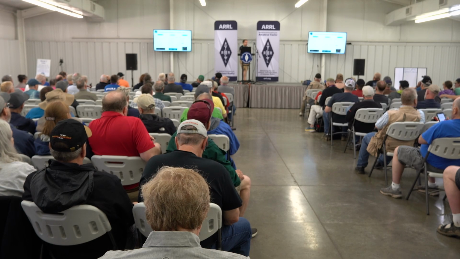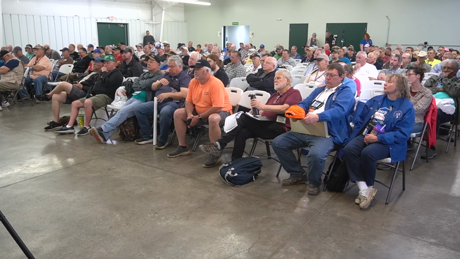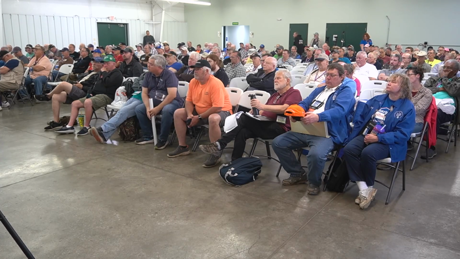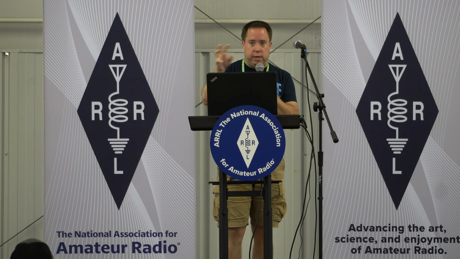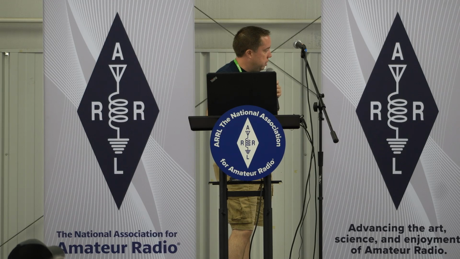All right, dashboard nodes. These are the nodes that put things on the dashboard and allow you to see what information you need to see. There's text nodes, there's buttons, there's gauges, and all of these have configurations, and they are able to put the stuff that you're trying to see on the dashboard. And there's a couple of examples, 3 examples there.